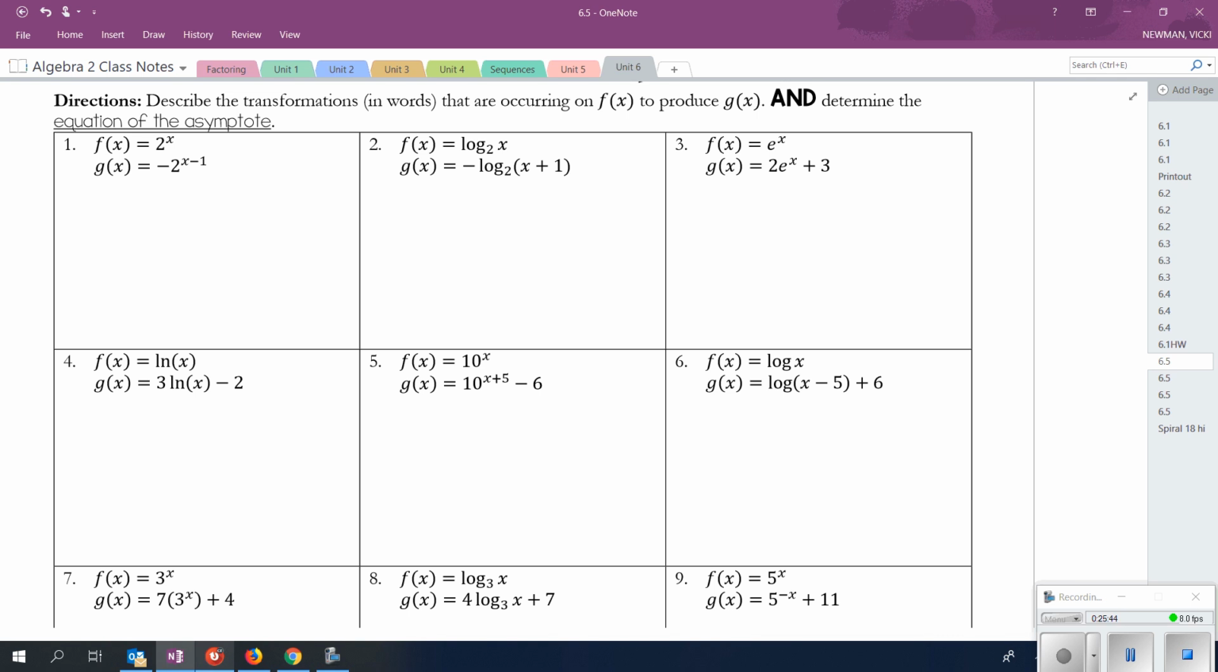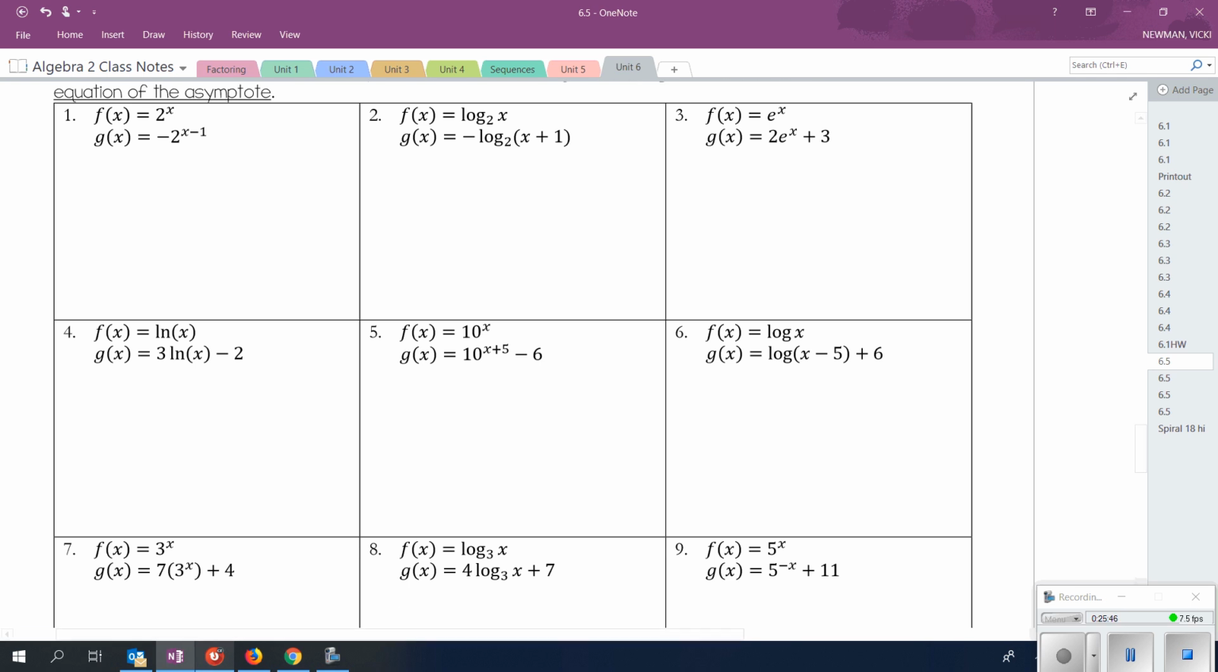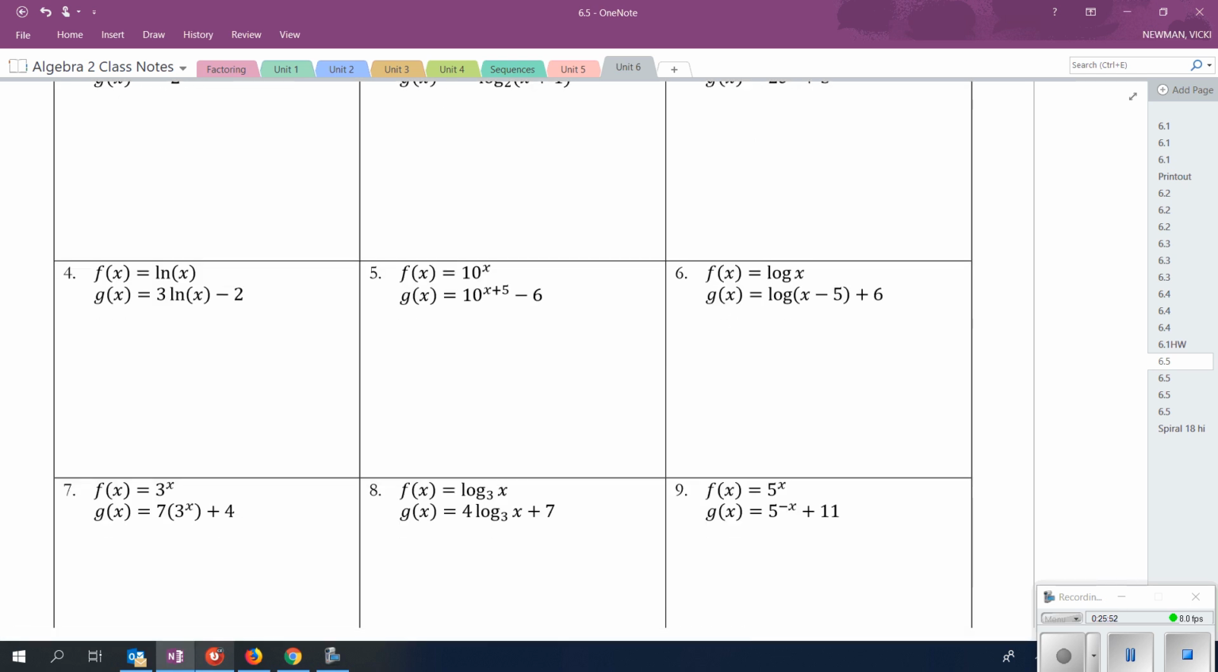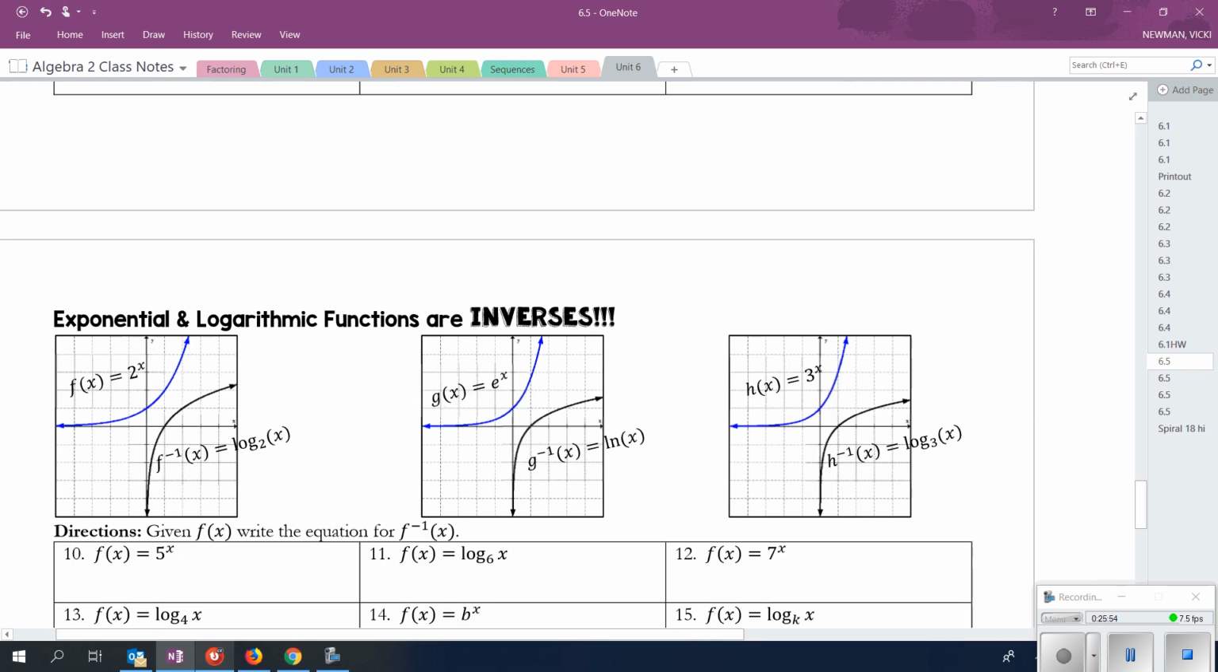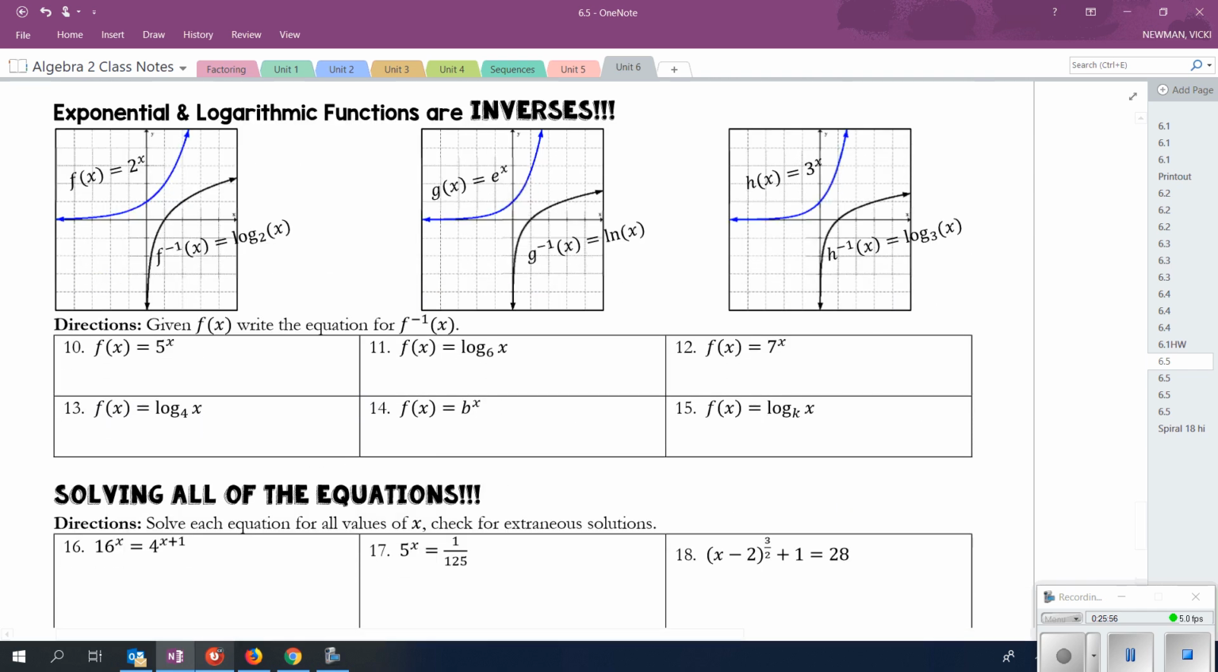Okay, so you're starting with an asymptote of x equals 0, y equals 0. Do the transformations move it at all? So you're going to do that, and then writing inverses. We just talked about that.